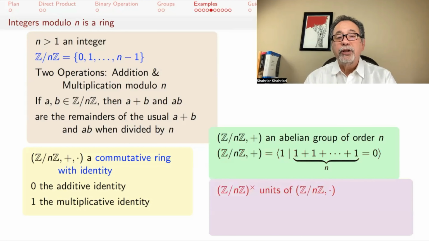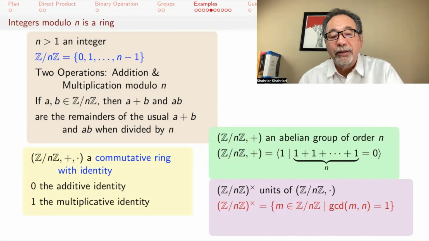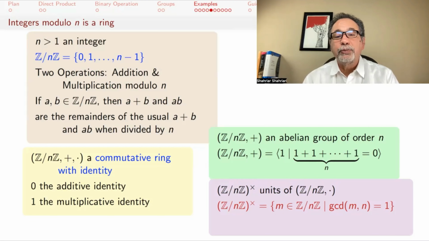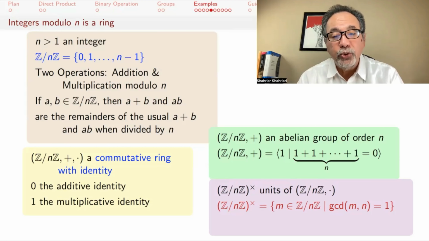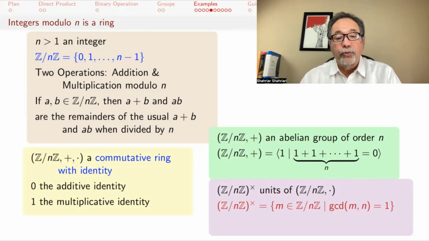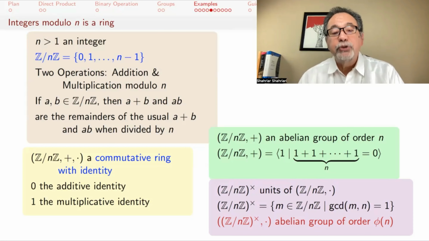Because Z mod nZ with plus and multiplication is a commutative ring with identity, we can look at its group of units. And in my video on the group of units, we prove that... What are the units? Which are the elements of Z mod nZ which under multiplication have inverses? And those are exactly those elements that are relatively prime to n, those elements whose greatest common divisor with n is 1. And those form a group. This group of units of Z mod nZ is an abelian group of order phi of n. Phi of n is the Euler phi function, the Euler totient function, which just counts the number of elements between 1 and n minus 1 that are relatively prime to n.